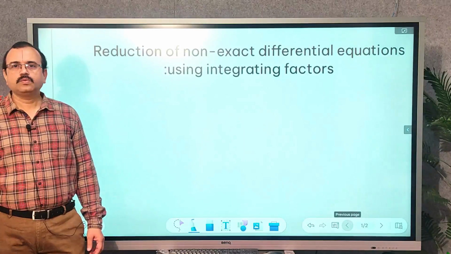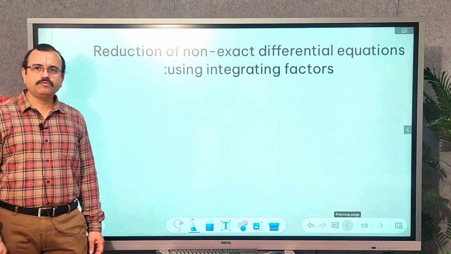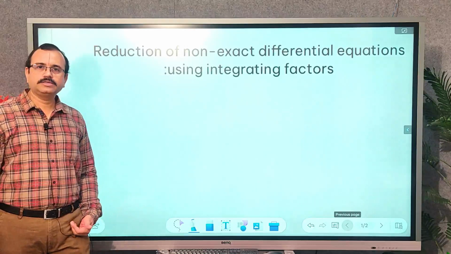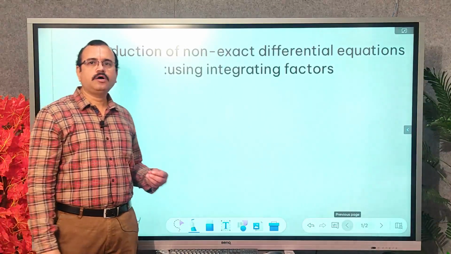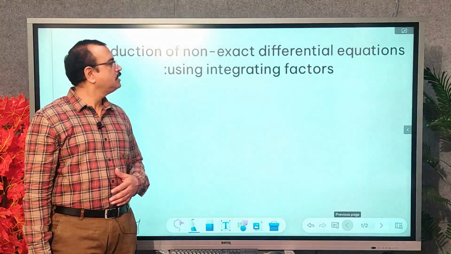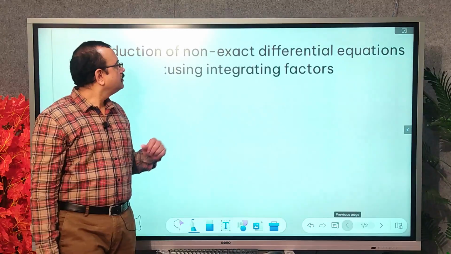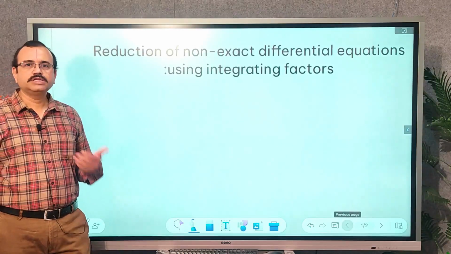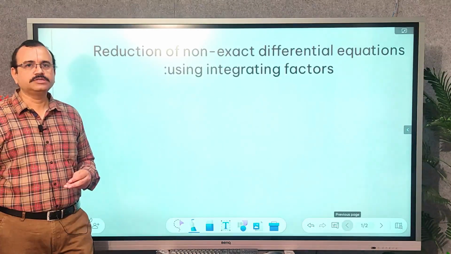In the previous video we have discussed how to identify an exact differential equation, and then if it is an exact differential equation, how to solve it. Those things we have discussed. So in today's lecture we will discuss how to convert a non-exact differential equation into an exact differential equation.